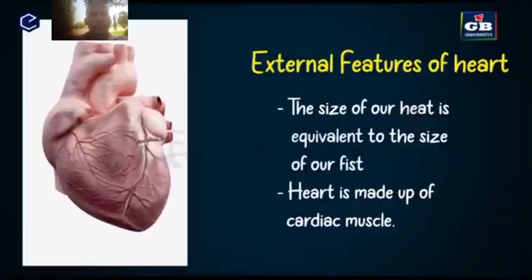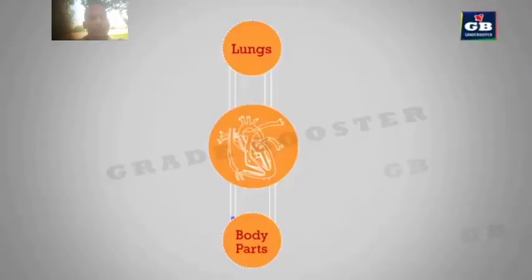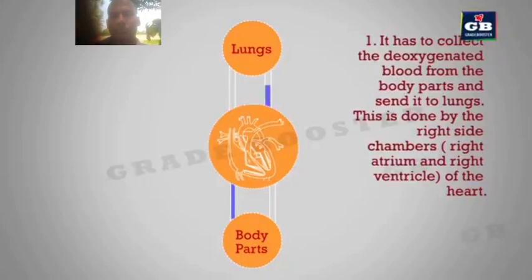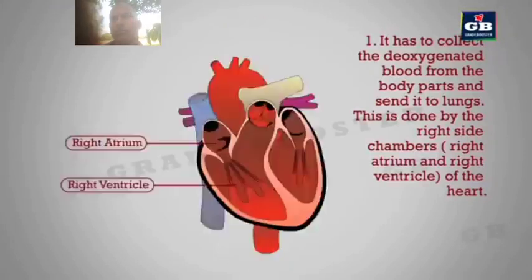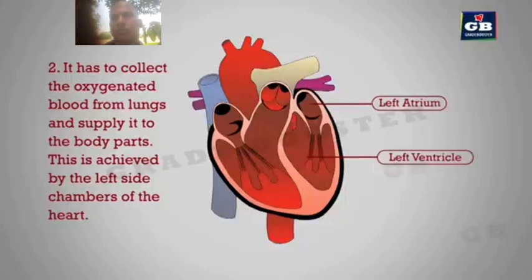Our heart is a muscular organ. It is the size of our fist. The heart does two important jobs. The first job is to collect deoxygenated blood from the different parts of the body and send it to the lungs for oxygenation. This task is done by the right side chambers of the heart. The second job is to collect the oxygenated blood from the lungs and supply it to the different parts of the body. This task is done by the left side chambers of the heart.